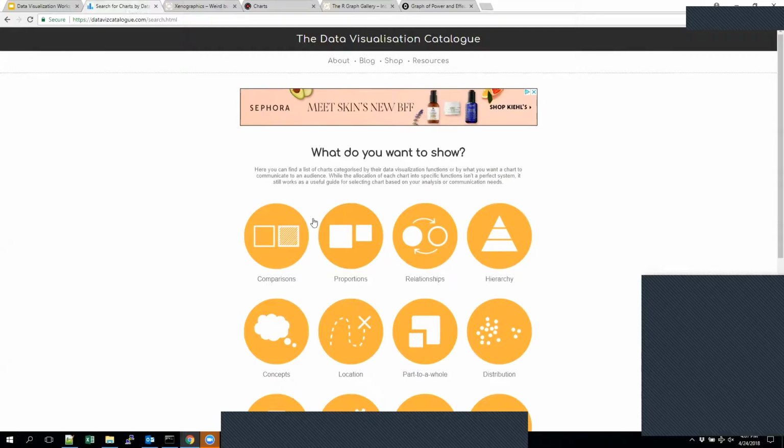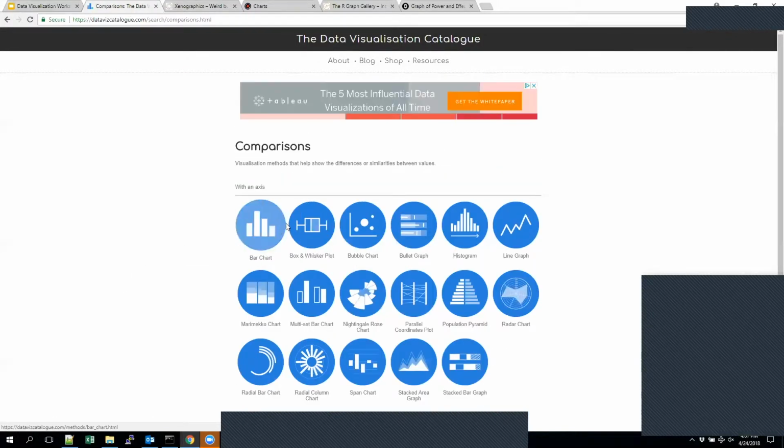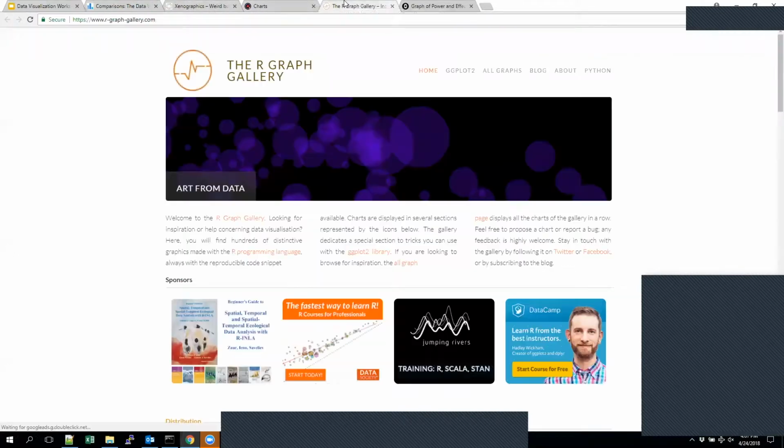One of the websites goes into, I want to do a comparison, I want to show a relationship, and you click on it and it will give you the types of visualizations that would be applicable to that type of data set. And this even goes on past that, it actually has some R graphs as well.